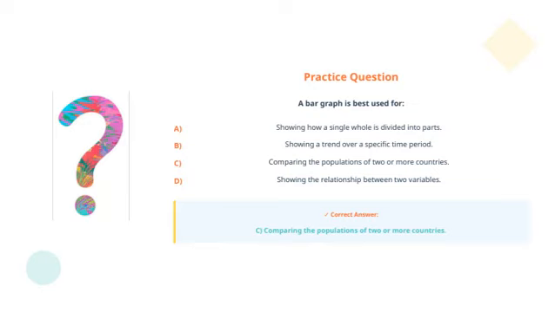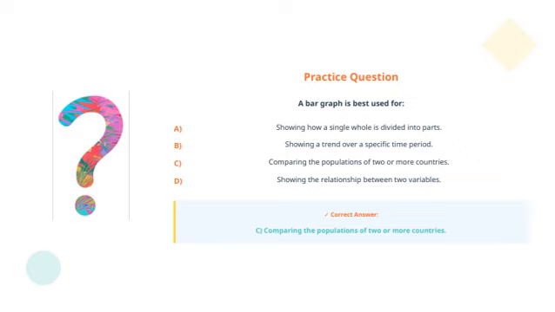Now, let's look at some common uses of bar graphs. One key point is that they are excellent for comparing the populations of two or more countries. When you want to see differences or similarities between groups, bar graphs make it easy to visualize that. Remember, they are not the best choice for showing relationships between two variables or tracking trends over time. Those situations require different types of charts, like scatter plots or line graphs.